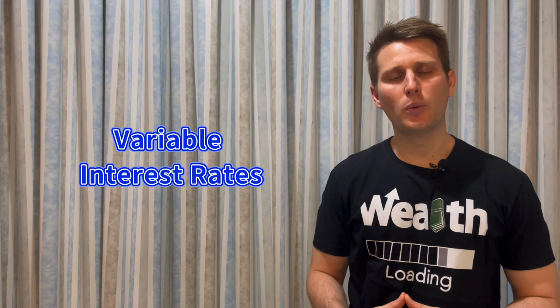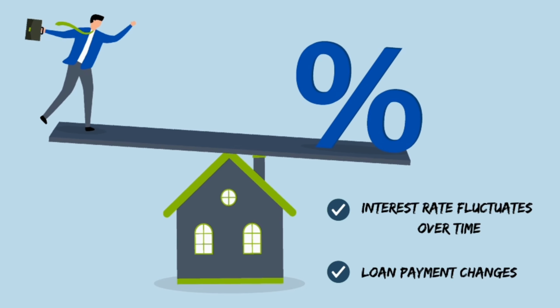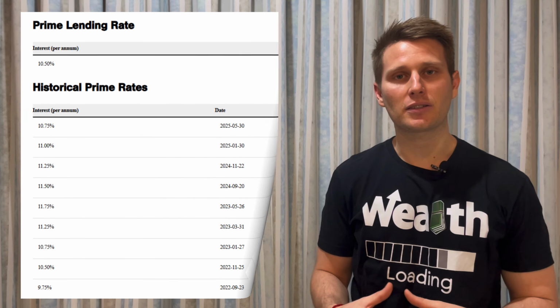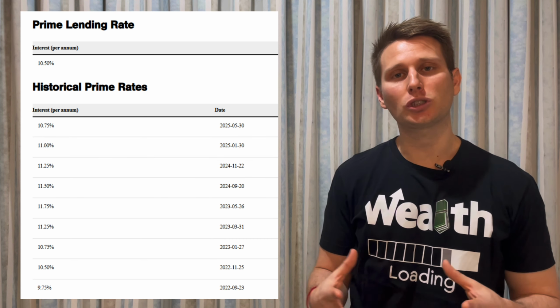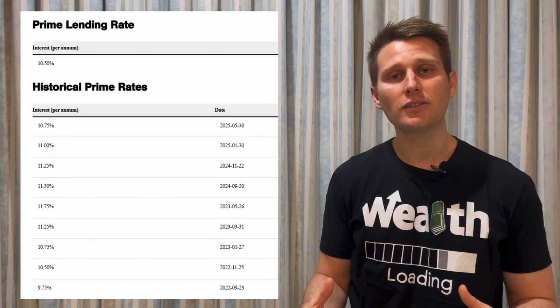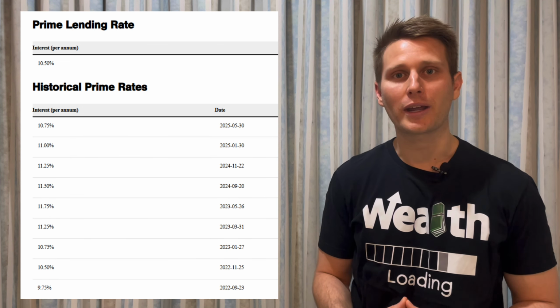The next one is a variable interest rate. This is where your interest rate fluctuates over time, causing your loan payments to change. The reason for this is because your interest rate is attached to an index, such as a prime rate, and the prime rate will change depending on market conditions, and these fluctuations, as mentioned, influence the interest rate you pay on your loan. Let's look at the key differences between the two.